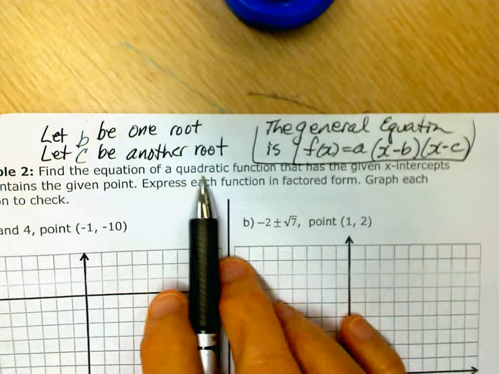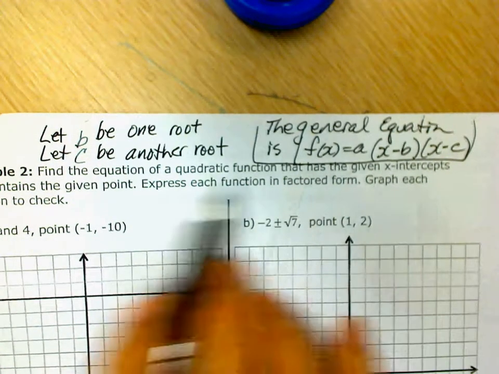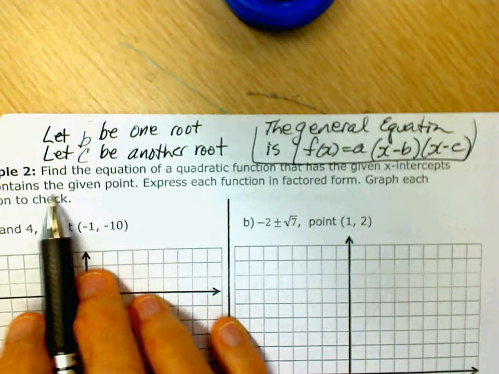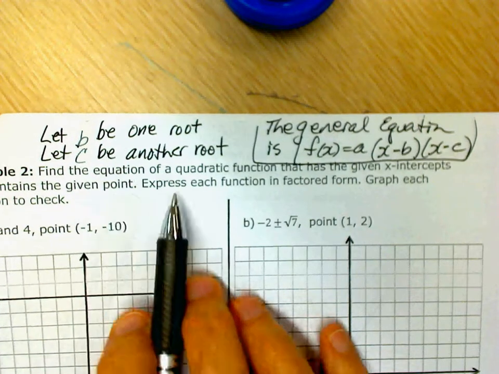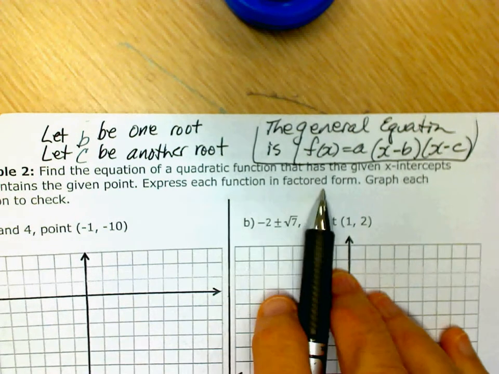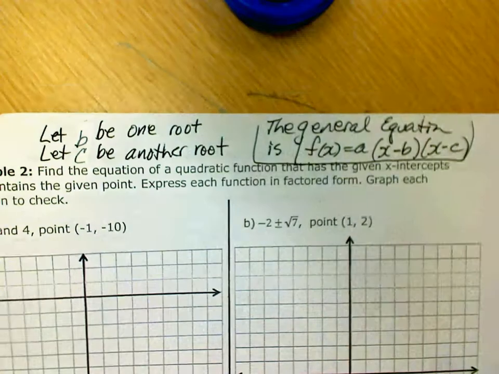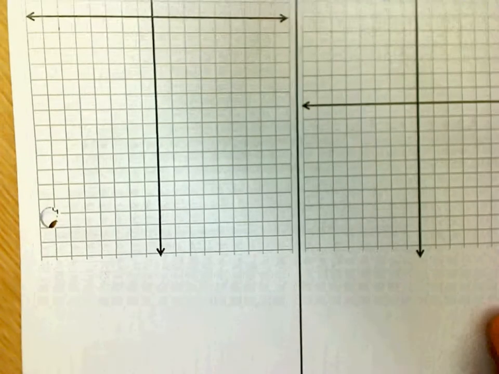Find the equation of a quadratic function that has the given x-intercepts and contains the given point. Express each function in factored form. Graph each function to check. Okay, let's do it out here.